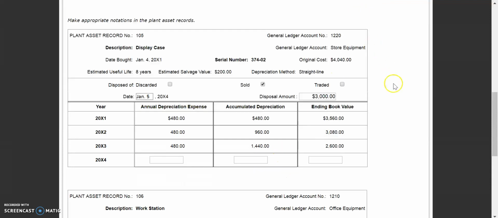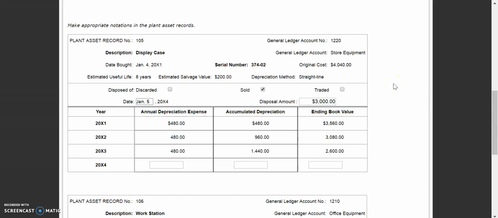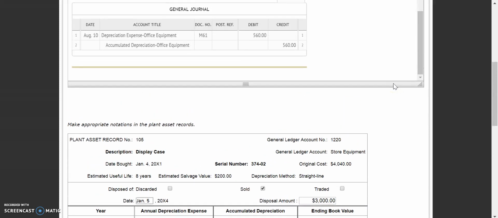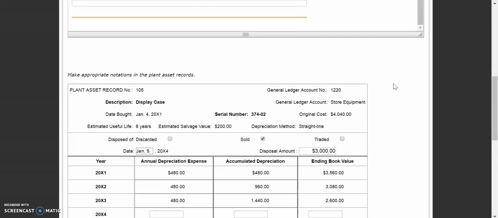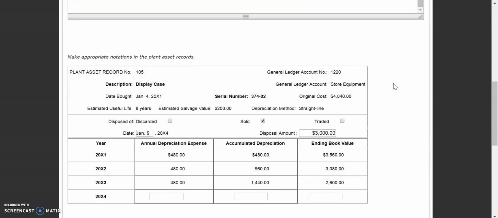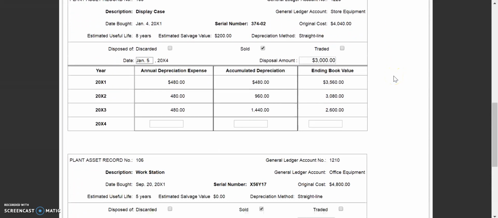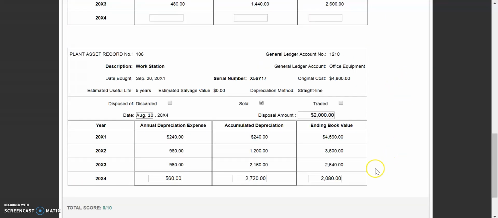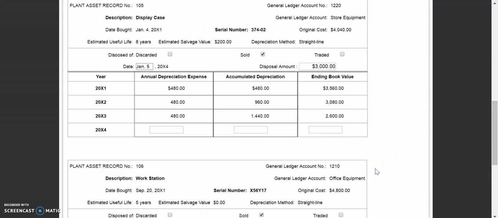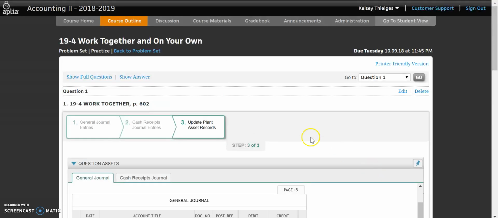But here we have completed all 3 of our steps, from figuring out additional depreciation expense, journalizing the receipt of cash for the disposal of an asset, and then updating our plant asset records and any associated accumulated depreciation. So you can head over and do your 19.4 on your own and application problems.